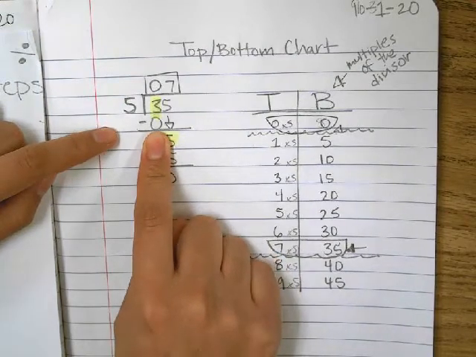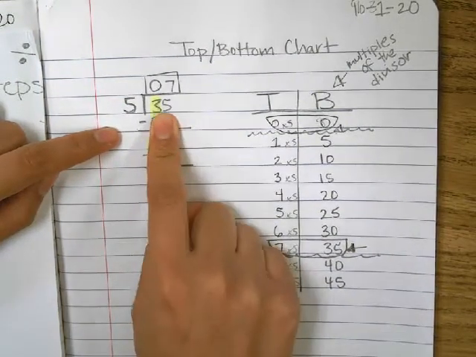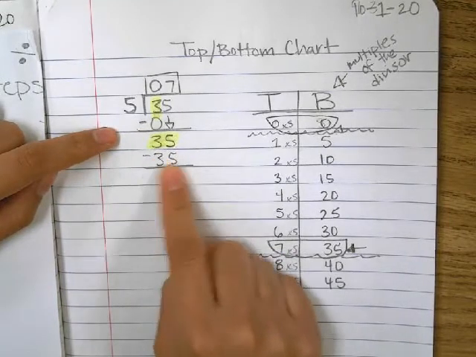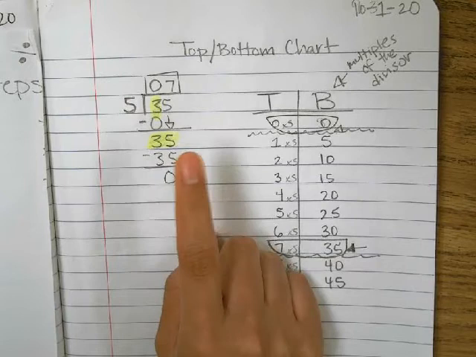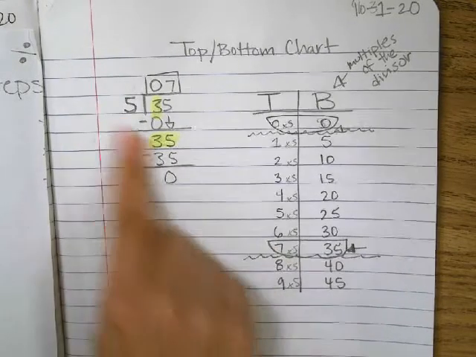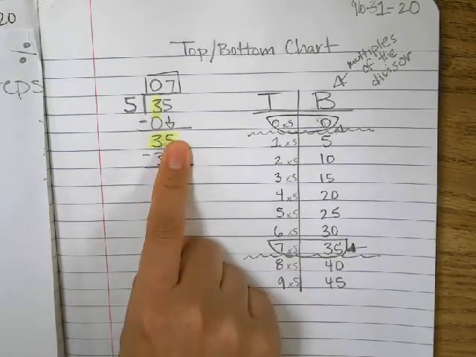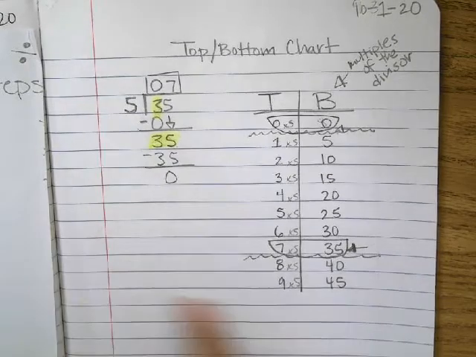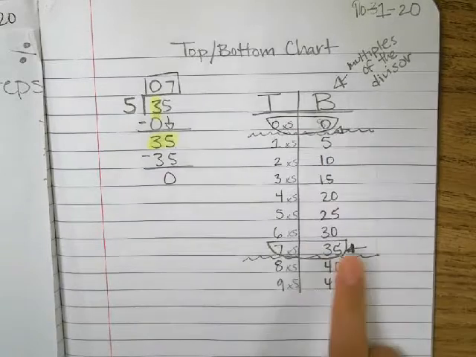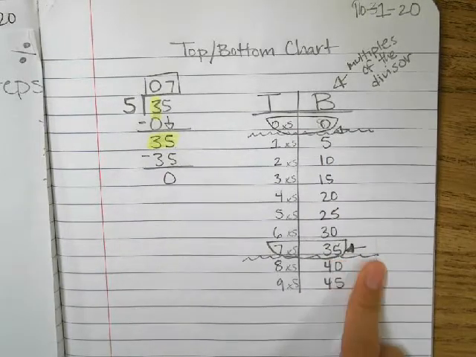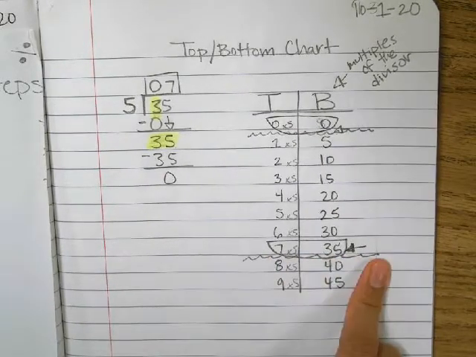The next step is to subtract. 3 minus 0 is 3. And then we bring down the 5. So now we're going to look at 35 as a total. Where is it found under the bottom? Right here. So we're going to put our water under there.